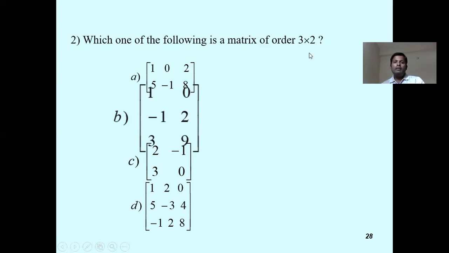Here what is the question? 3 by 2. Here 3 rows and 2 columns. Thus option B is the right answer.